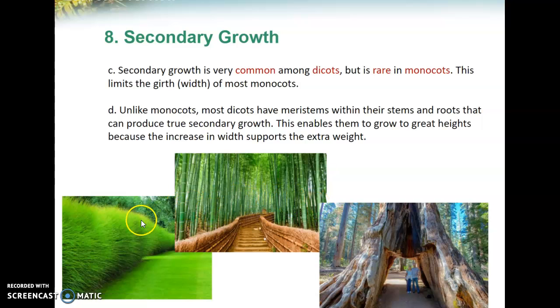Here, this is also a grass. It's a very, very tall grass, but it's a grass, and it only has primary growth. This is bamboo. And that stem stays about the same size the whole life of the plant. There's no secondary growth that makes it bigger and bigger around. We call that the girth of the plant, the width, or how big it is around. Monocots do not have meristem tissue in their stems and roots that produce true secondary growth. They might grow a little wider, but it's not secondary growth in the typical way we're thinking about it.